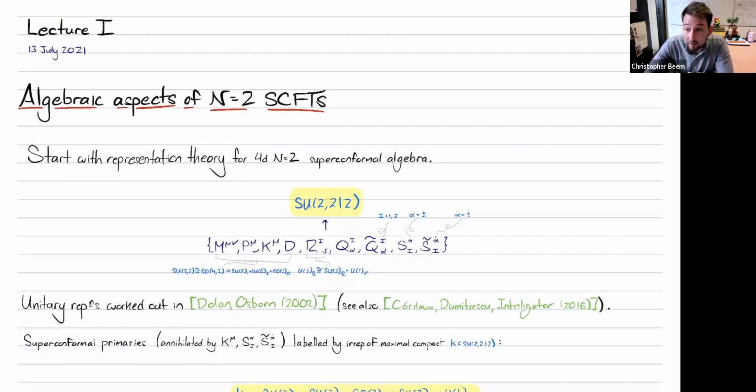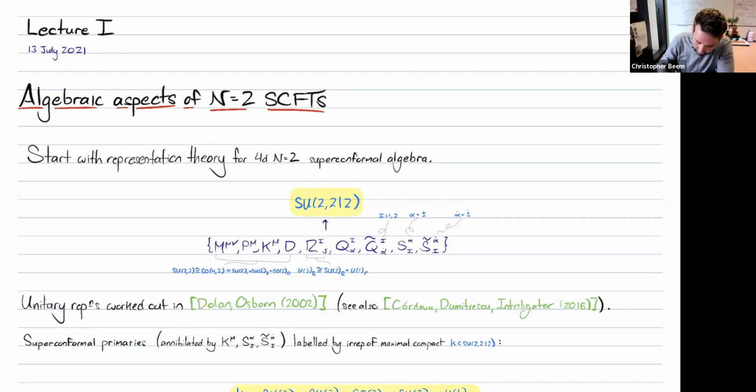So the context is conformal field theories in 4 dimensions with N=2 supersymmetry, and I'm going to be taking, of course, sort of a bootstrappy perspective on these things. So front and center is going to be local operators and representation theory.